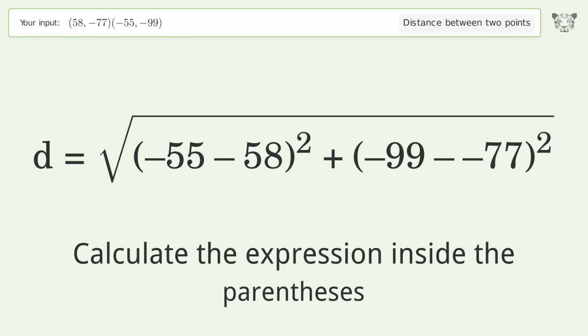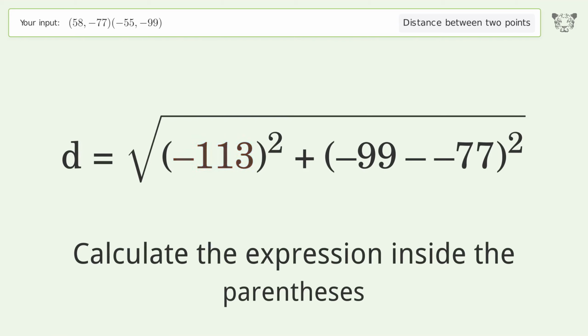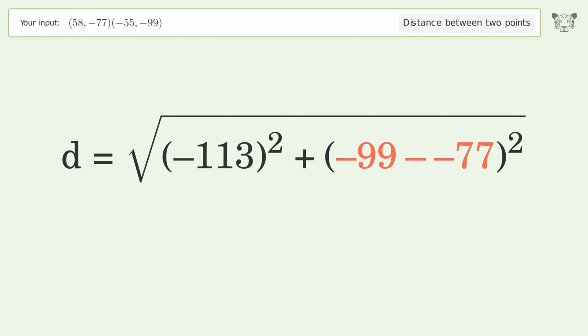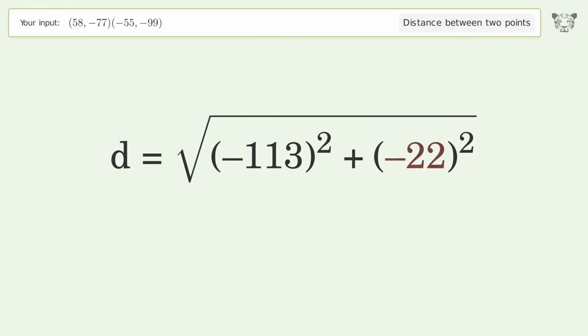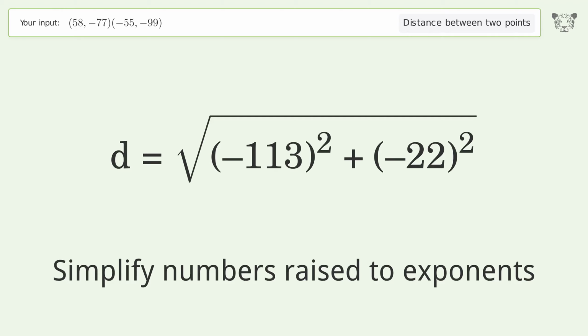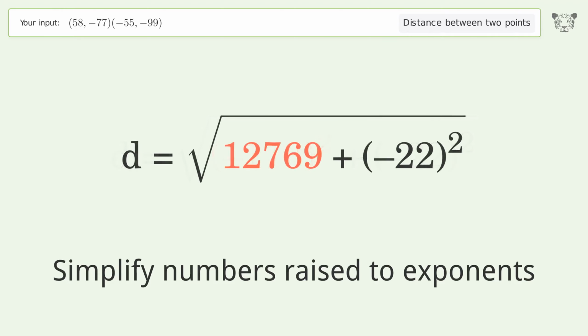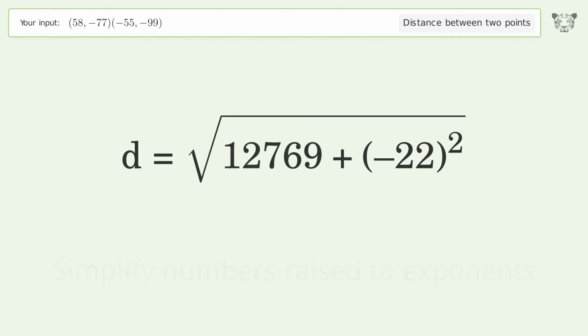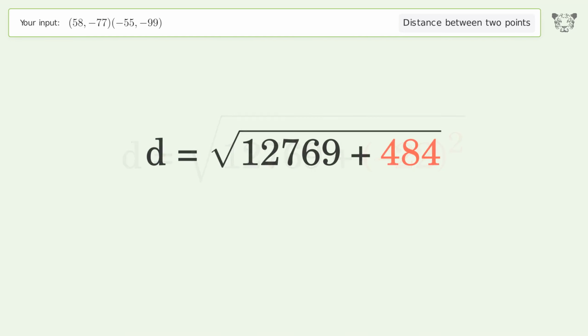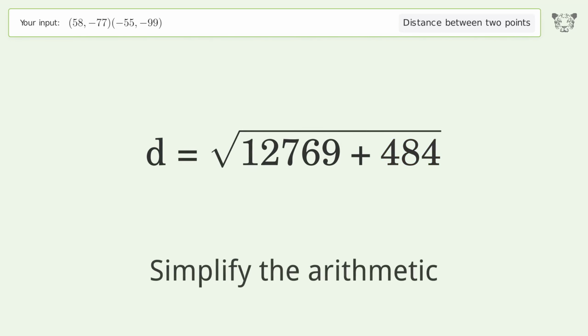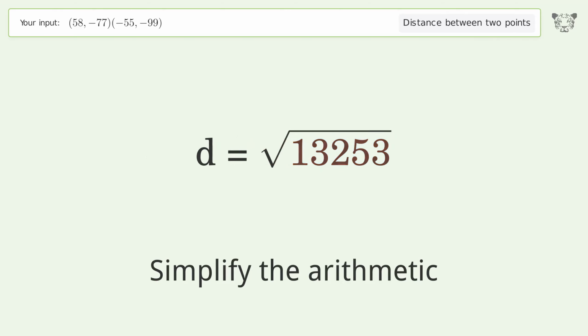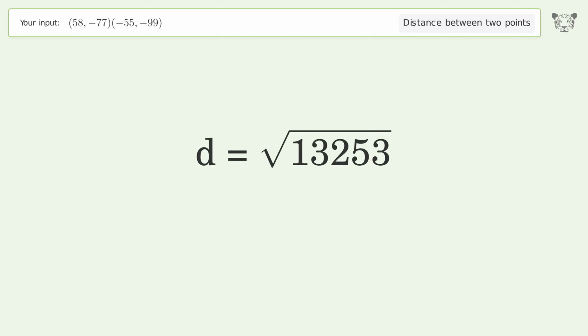Calculate the expression inside the parentheses. Simplify numbers raised to exponents. Simplify the arithmetic. And so the distance between the 2 points is the square root of 13,253, or 115.122.